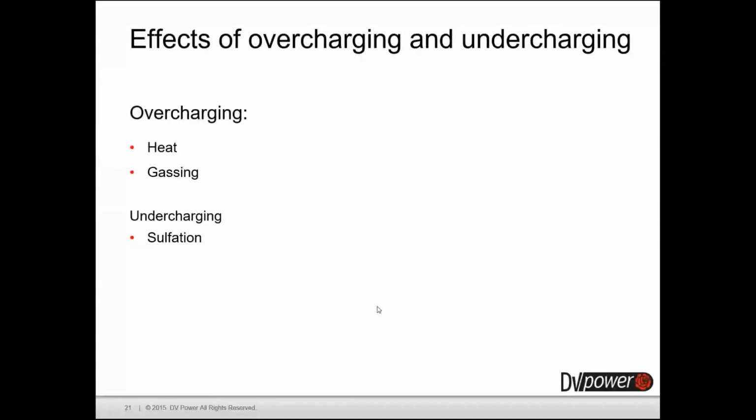And that's why you need to charge the battery according to the manufacturer's recommendation, and you need to charge the batteries every time after discharging, to avoid the batteries being left for a long time undercharged, to avoid this sulfatization process.